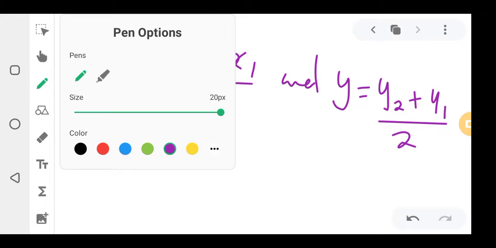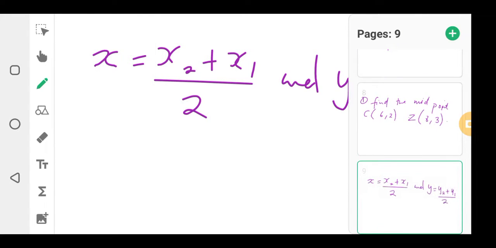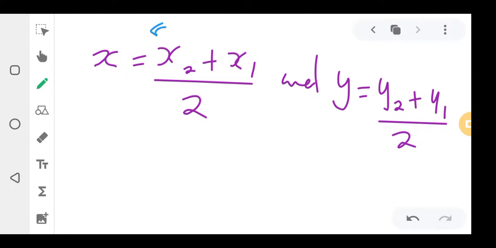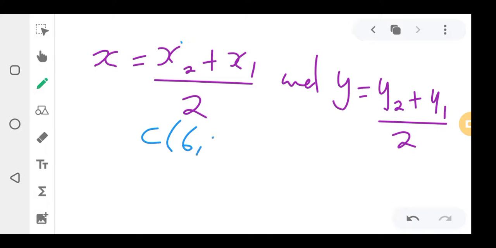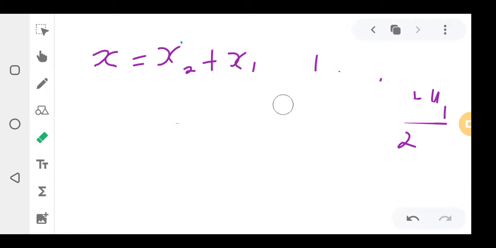So what are the points that have been given? I look at the points that have been given, and then I label them. The first one is point C. Let me put it down so that I can label it nicely for you. Point C is (6, 2). Let me write it properly so that you can see it on top there nicely.